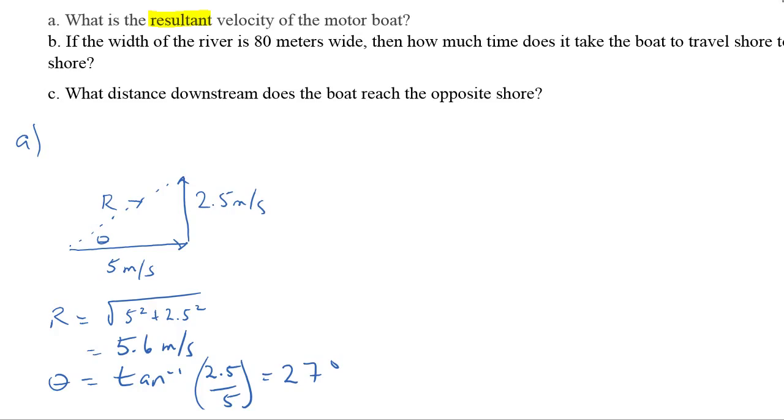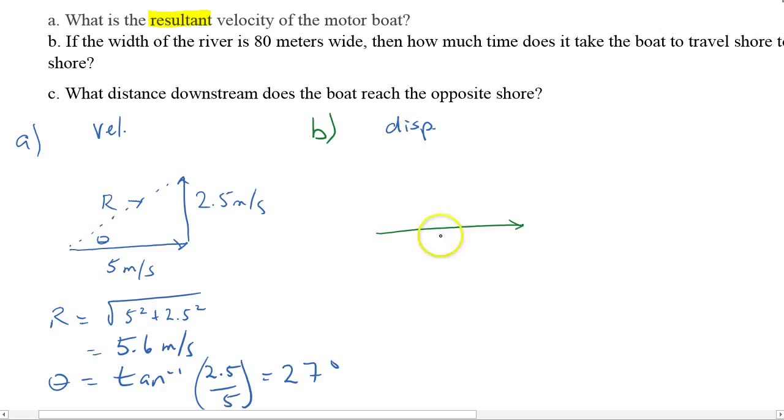Part B asks, now, if the width of the river is 80 meters wide. So this here was a velocity vector. And so now we are talking about a displacement. And so in our displacement here, the boat will be traveling a horizontal or east-west displacement of 80 meters. And these two triangles are going to be similar. So this angle will be the same as this angle here.